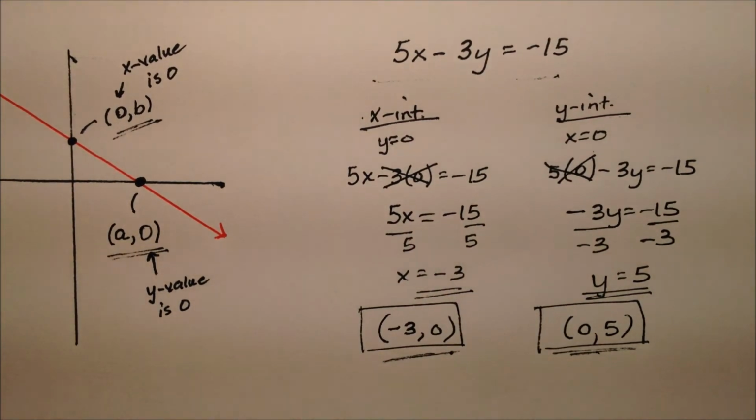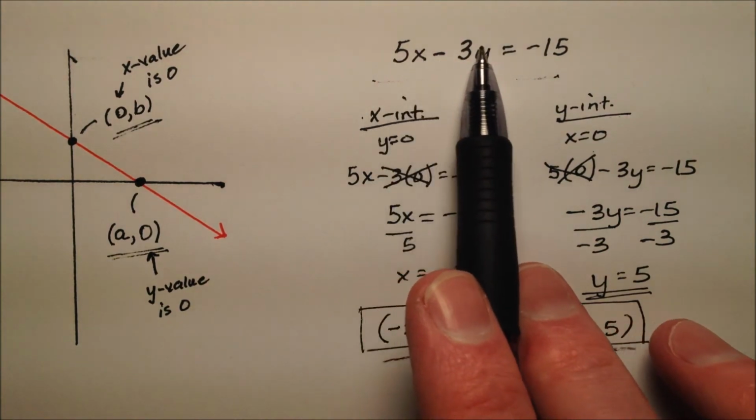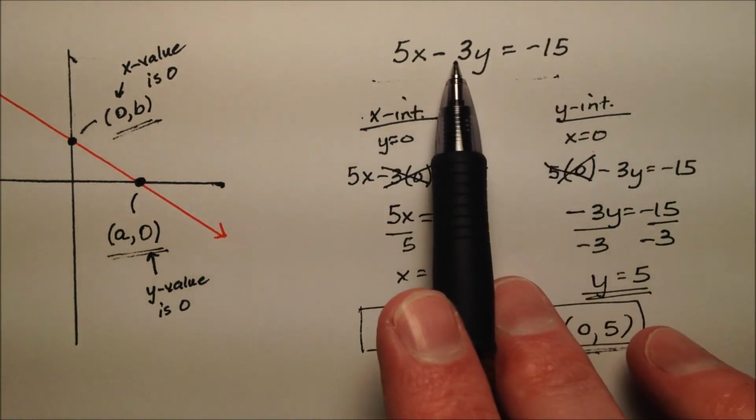Well, this is good for a couple of things. One, if you just needed to know what the intercepts were, we're kind of done. But two, if we wanted to graph this line, it would be very easy to do so without having to do any manipulations to this equation.